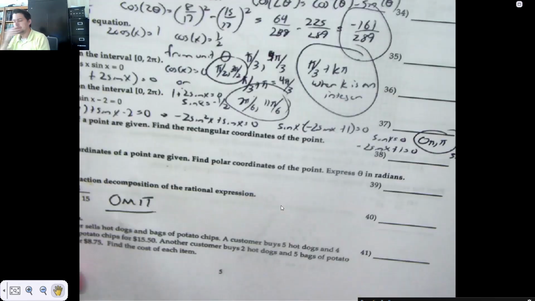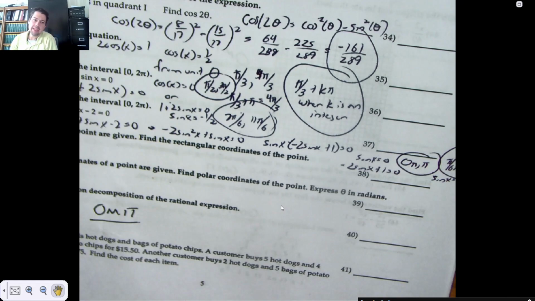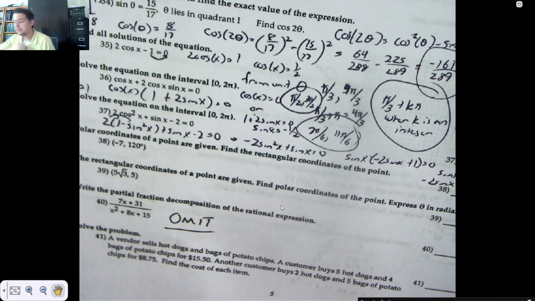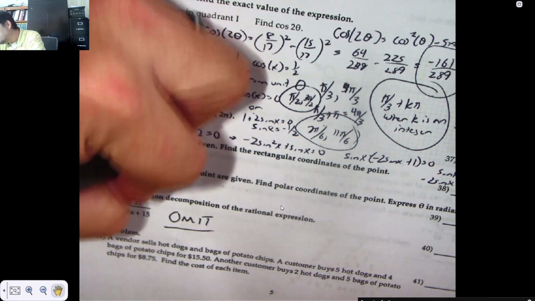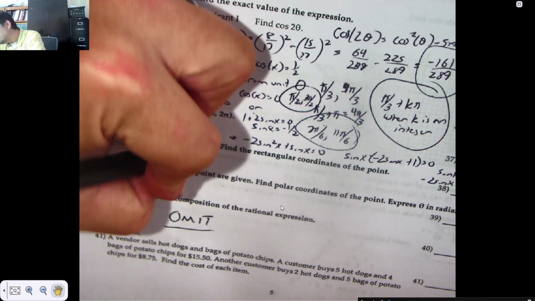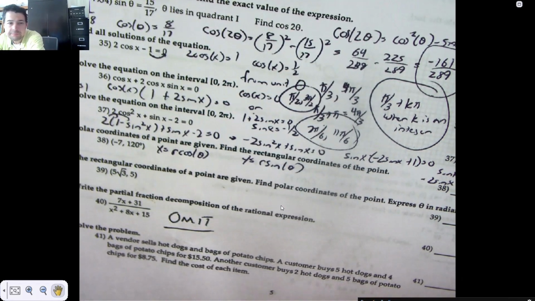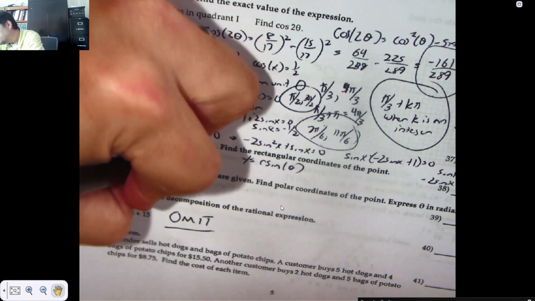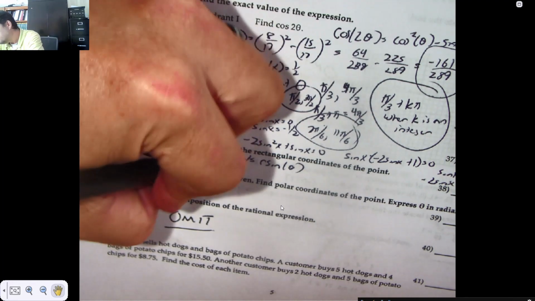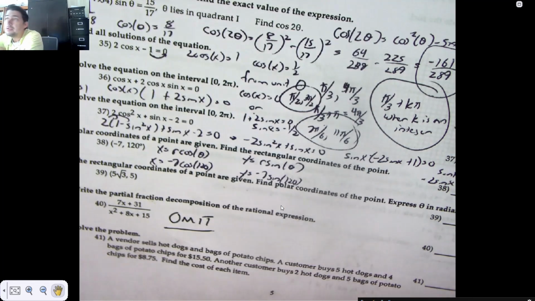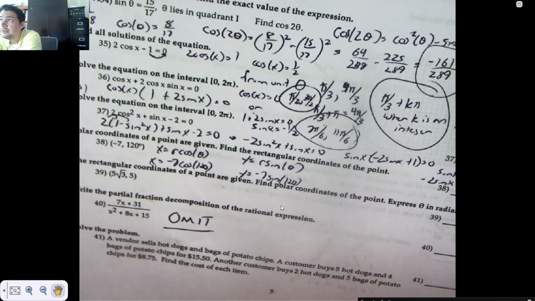All right. Polar coordinates are given. Find the rectangular coordinates of this point. So x is the radius times the cosine of the angle, and y is the radius times the sine of the angle. That's how hard this problem actually is. So x is negative 7 times the cosine of 120 degrees, and y is negative 7 times the sine of 120 degrees. So I'm at a 120 degree angle, and I'm just going to think about the unit circle here.